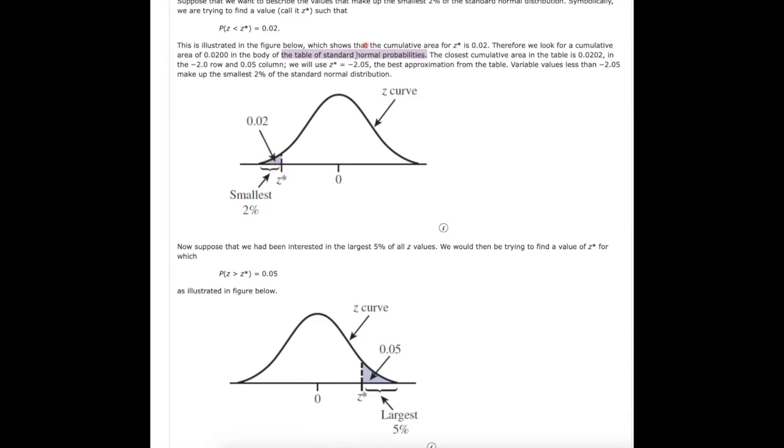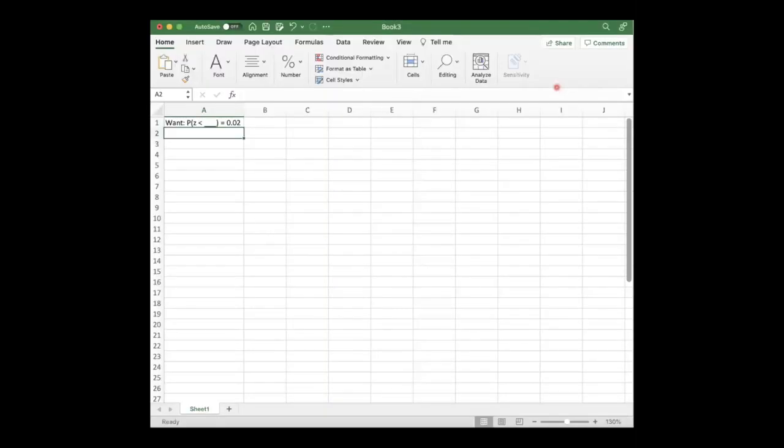So here it is telling you that it's about minus 2.05, and that's this value. That is the approximate using this table. We are going to go find the actual version from Excel. So what we're trying to find here, just as a reminder, is the value such that the probability that z is less than that value is 0.02.